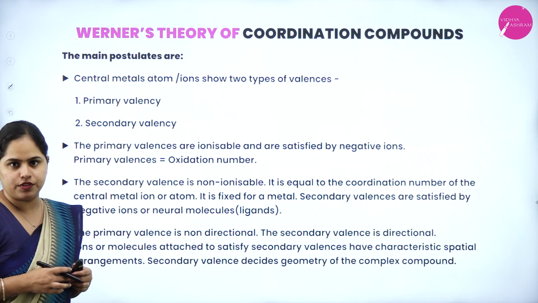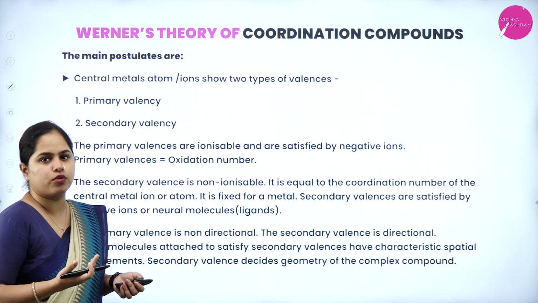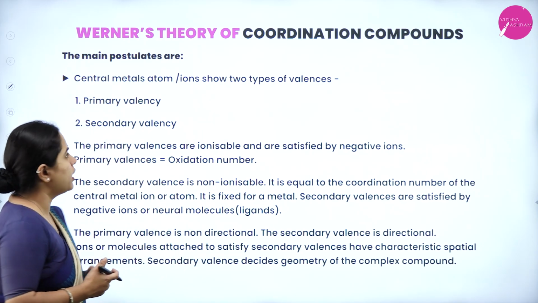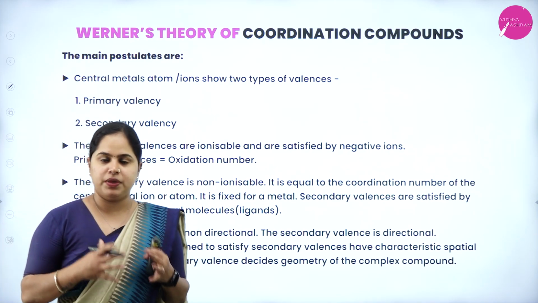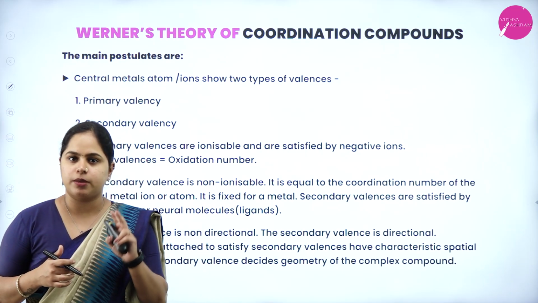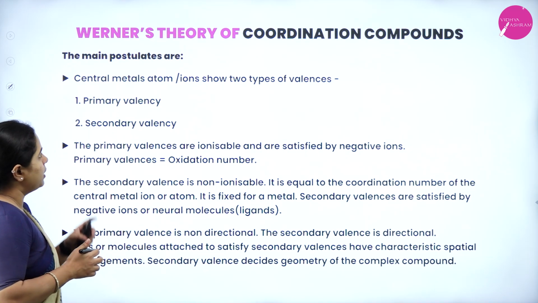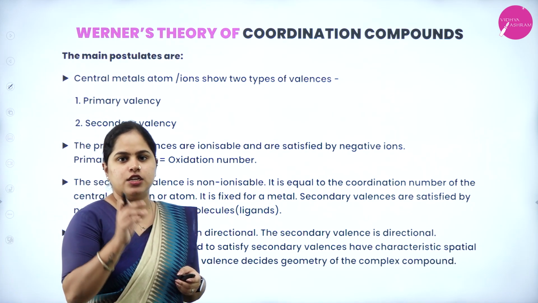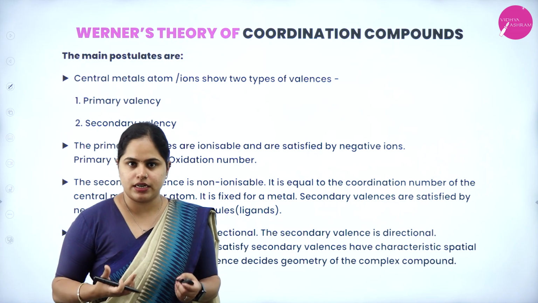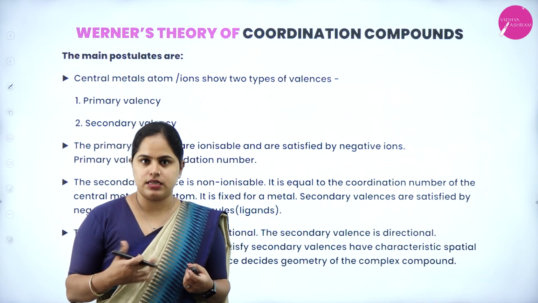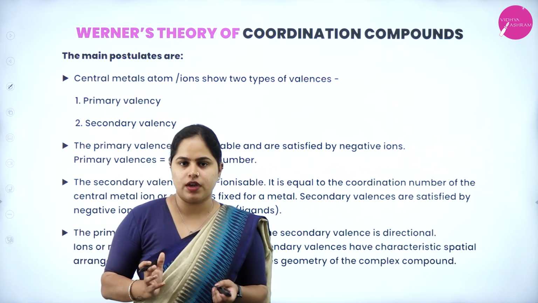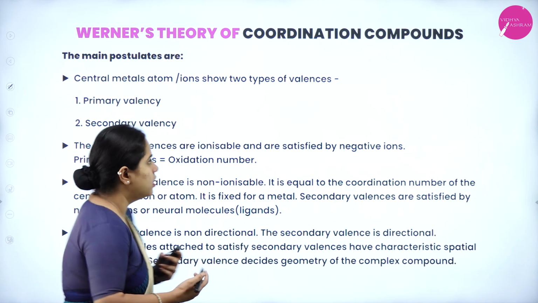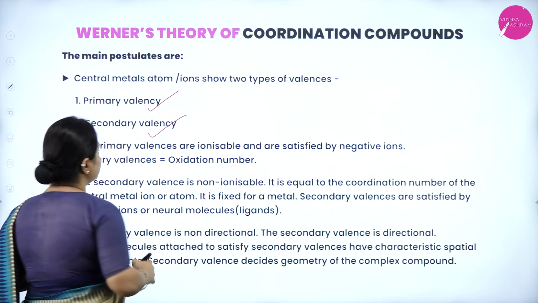The main postulates of this theory: of course, from the name itself, you can say who proposed this theory. It is Werner, that is why it is called Werner's theory of coordination compounds. The major thing you have to be clear about in this theory is that there are two types of valencies. The central metal atom or ion shows two types of valencies. We have discussed that in a coordination compound there is a central metal atom, surrounding it there will be ligands, and counter ions will also be present. Talking about the central metal atom, it can have two types of valencies. The first one is primary valency and the other one is secondary valency.